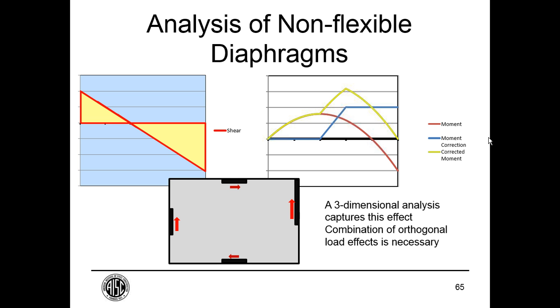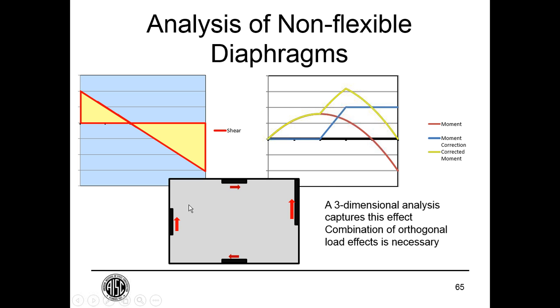All right. This is a question in regards to the moment correction calculation. And the question is, how was the moment correction calculated for the rigid diaphragm analysis here?